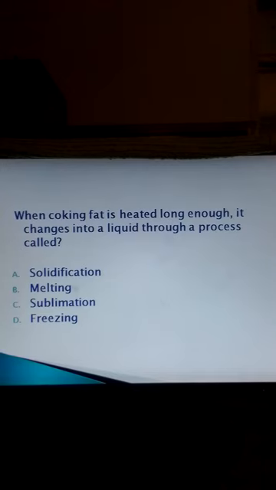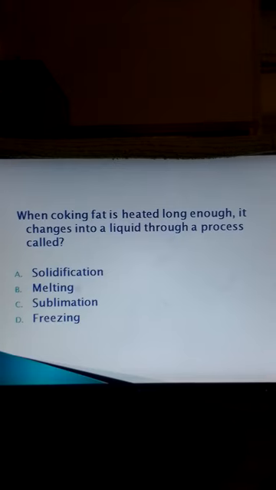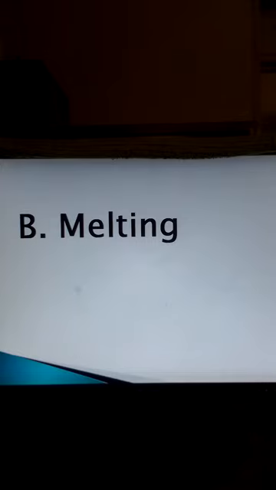When cooking fat is heated long enough, it changes into a liquid through a process called: A. Solidification, B. Melting, C. Sublimation, and D. Freezing. The answer is B. Melting.